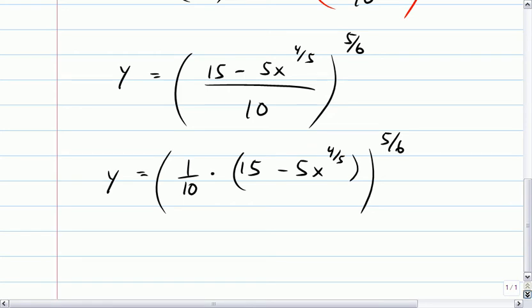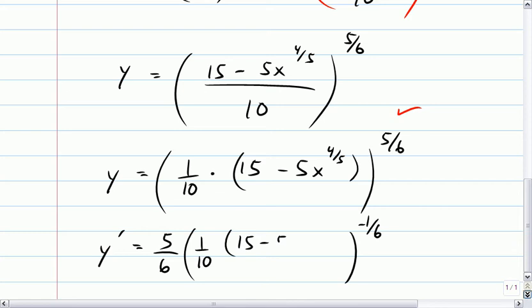Okay, so derivative of both sides. Derivative of y is y prime. Then I got some layered things going on, so I'm going to have chain rule. So that outside power is 5/6. So the 5/6 comes out front. 1 off of 5/6 is negative 1/6. I got to recopy what's on the inside, 1/10 times 15 minus 5x to the 4/5.